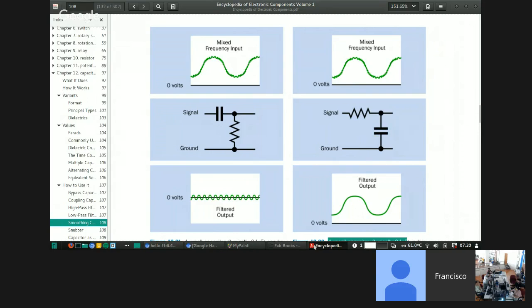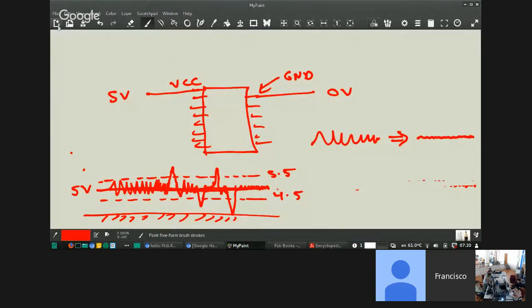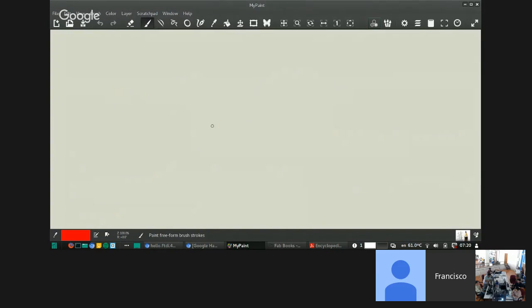No, he is asking whether to use something like this on a power line, on a VCC line. No, right? We use this on a signal line, not on VCC.